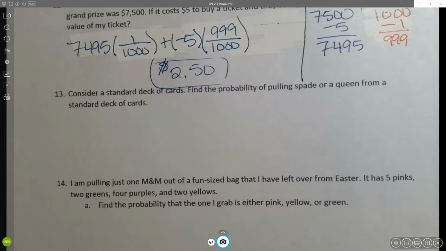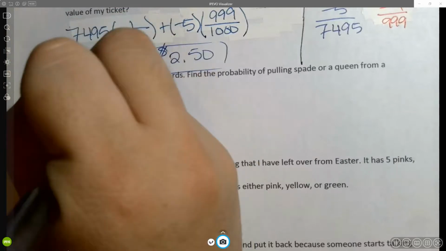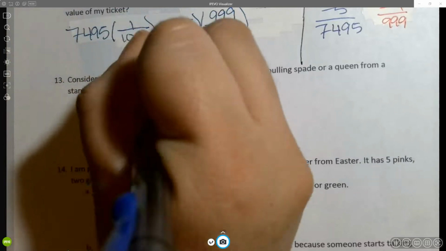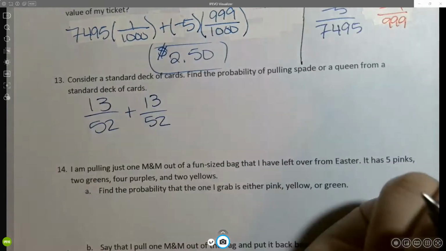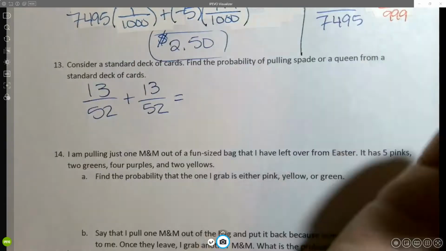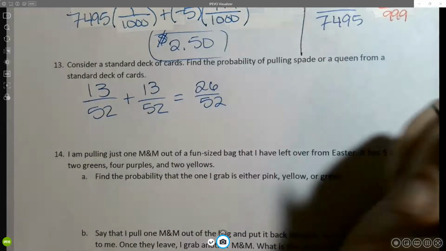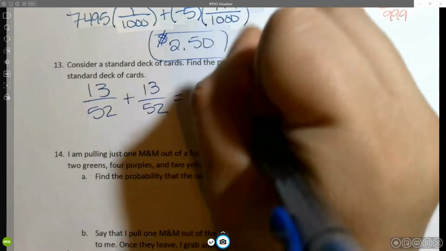Number 13 wants me to consider a standard deck of cards and find the probability of pulling a spade or a queen from a standard deck of cards. So there are 13 spades out of 52. There are 13 queens out of 52. I need to check to see if cards can be a spade or a queen, and they cannot. But if I had an overlapping set, I would subtract it from what I just added because I don't want to double count it. So here I'm going to add. I get 26 over 52, and that simplifies to 1/2.